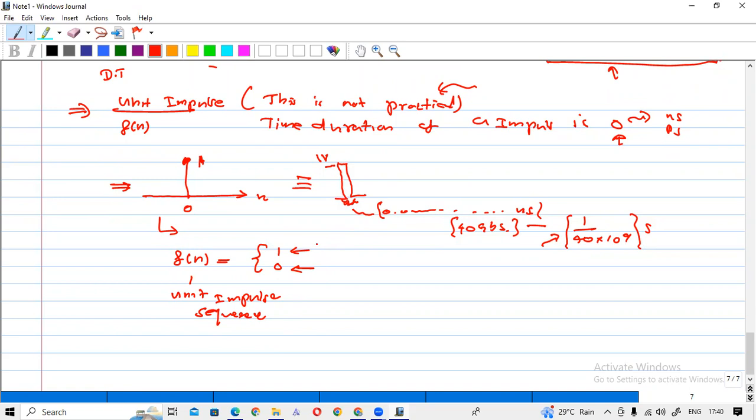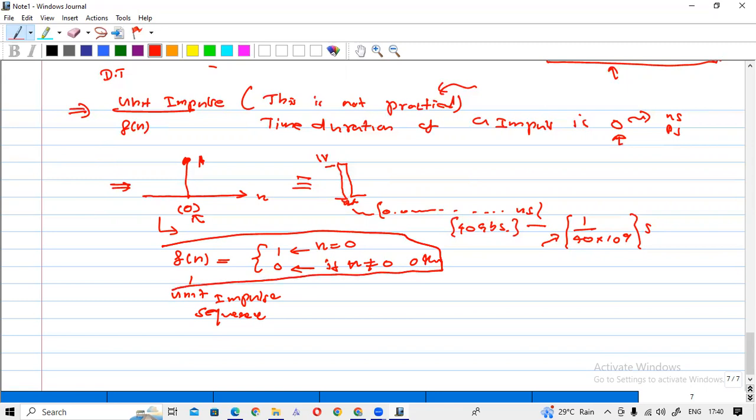Yeah, when n is equal to 0, this should be 1, because the 0th value is the 1. So when n is equal to 0, the delta n value should be 1. Otherwise it will be 0. If n is not equal to 0, or otherwise, this value will be 0. So this is the mathematical representation of the unit impulse signal.